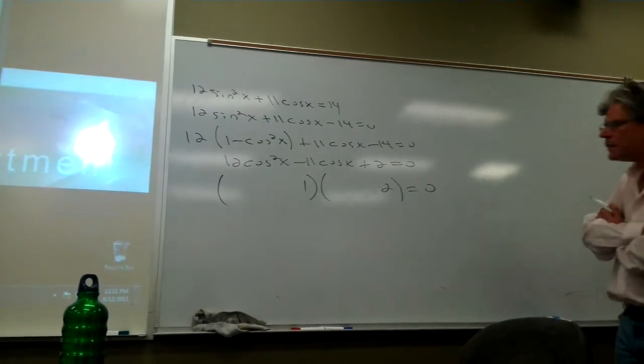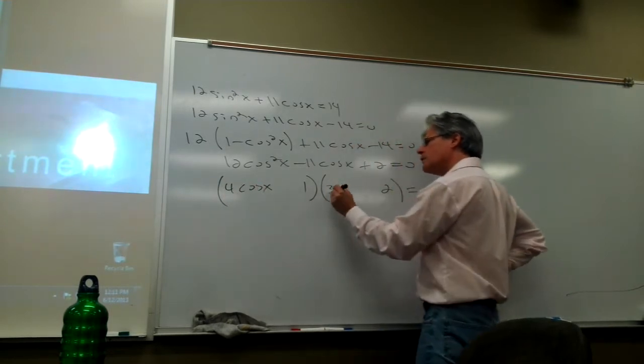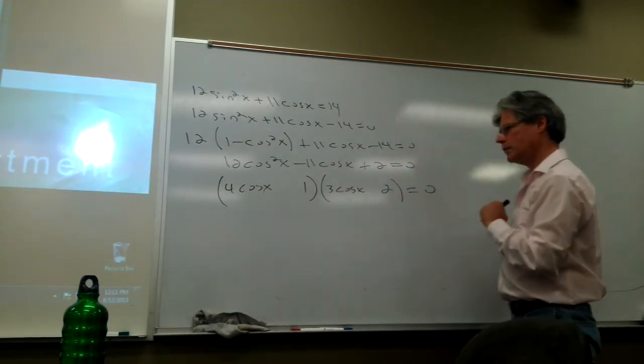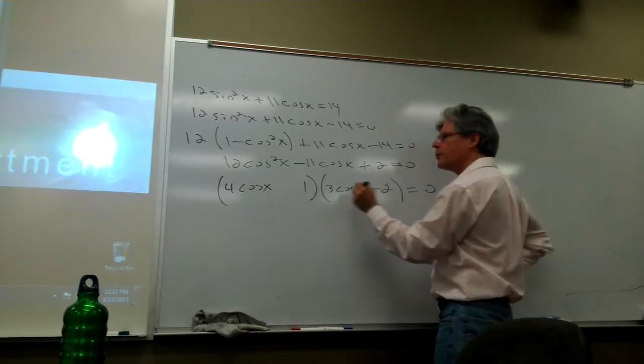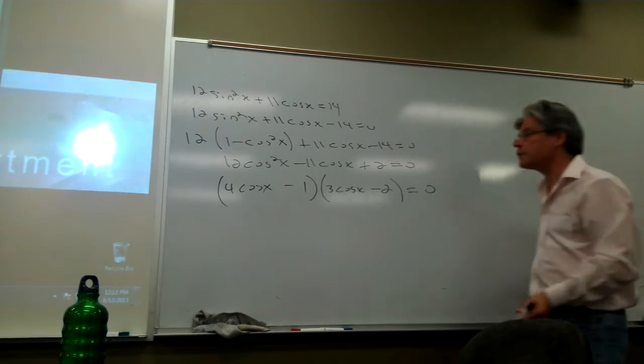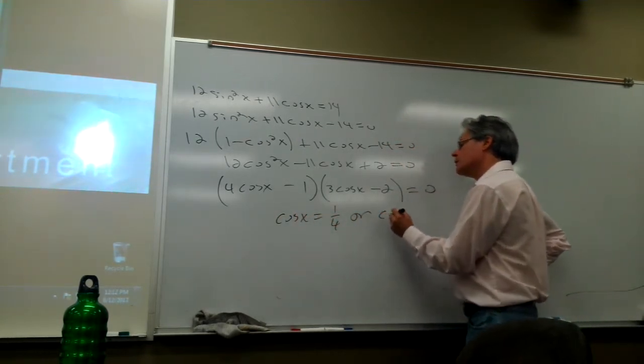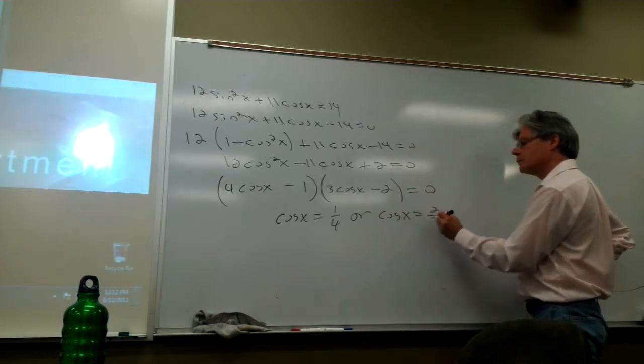Isn't it? Both. Oh, you're right, you're right. Is that a 4 cosine x? I couldn't factor in my head. Is that a 3 cosine x? Yes. Yeah, I do agree with that, and both of them are going to be negative, aren't they? Yep. I gotcha. But that necessarily implies that the cosine of x is equal to 1/4, or the cosine of x equals 2/3.